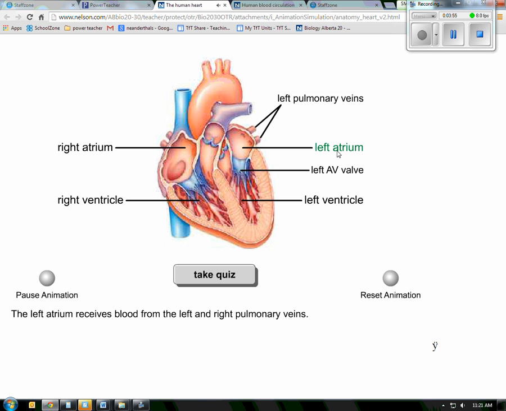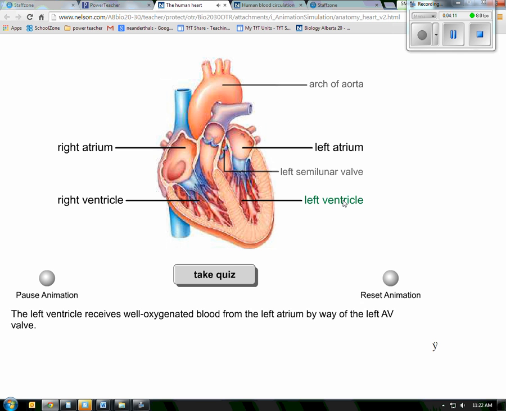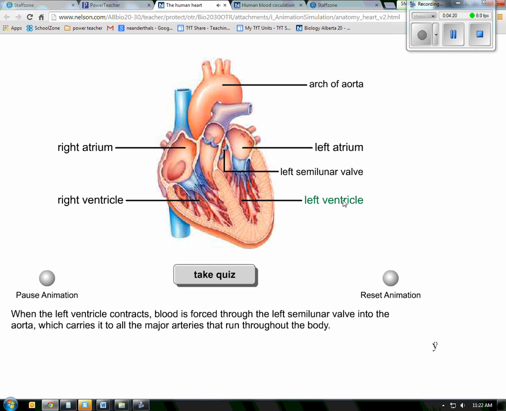The left atrium receives blood from the left and right pulmonary veins. This blood comes from the capillary beds in the lungs and is well oxygenated. From the left atrium, the blood moves through the left AV valve into the left ventricle. The left ventricle receives well oxygenated blood from the left atrium by way of the left AV valve. When the left ventricle contracts, blood is forced through the left semilunar valve into the aorta, which carries it to all the major arteries that run throughout the body.